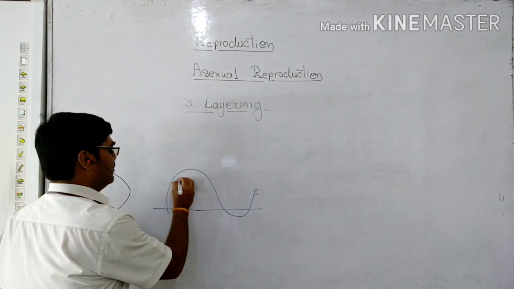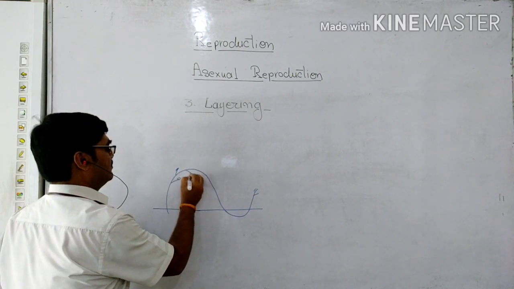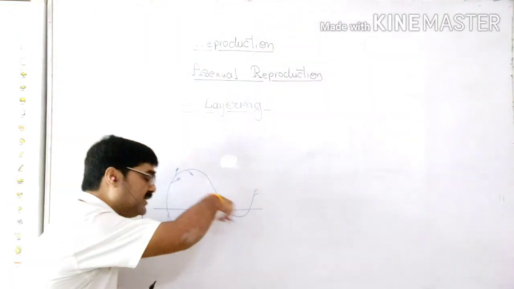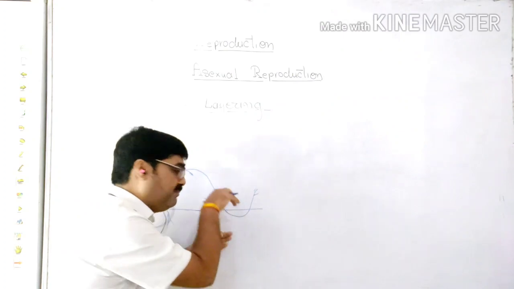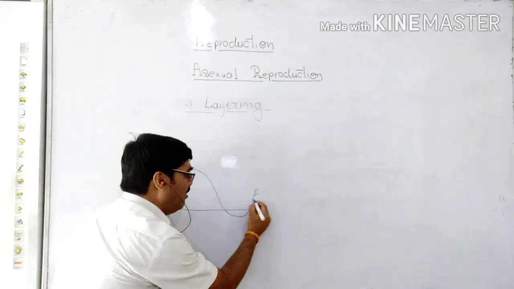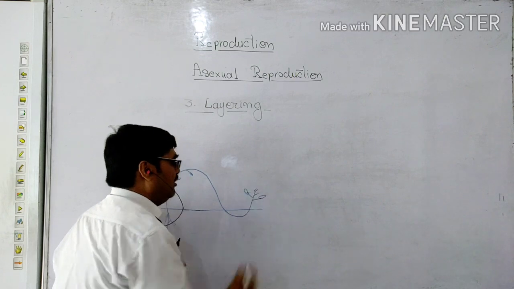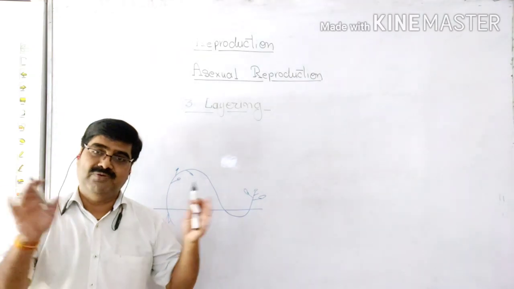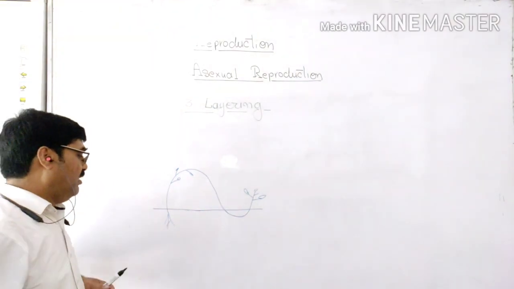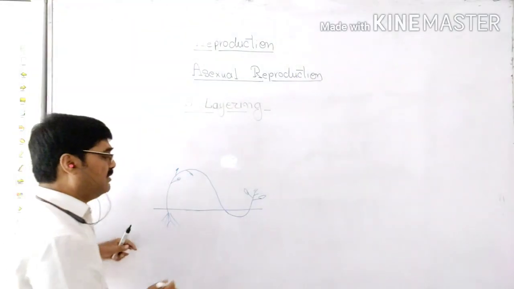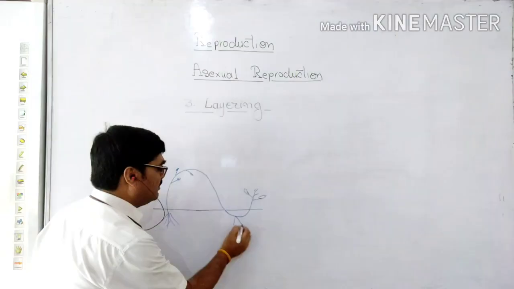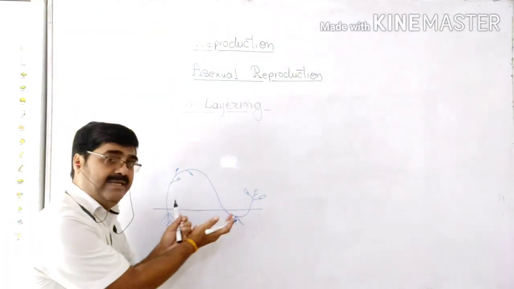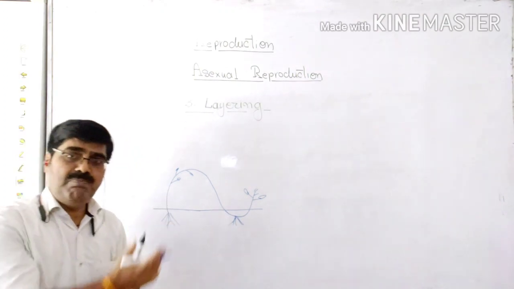Is it clear? This is the parent plant, and we bend it down, and this part is placed under the soil, leaving some of its part exposed in the air with leaves so that it can prepare food. Now, after some days, it can be observed that roots start to develop from this part. It means it is developing a new plant.